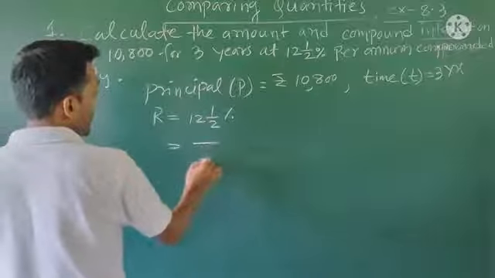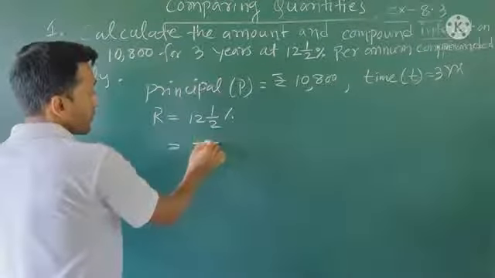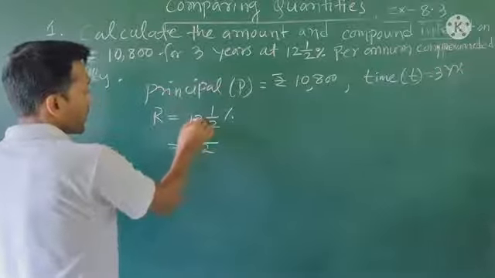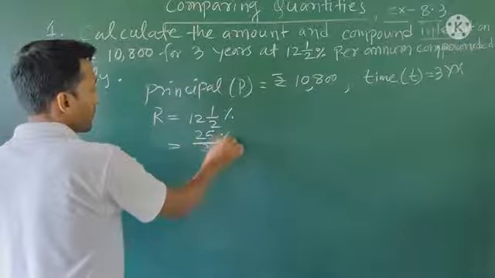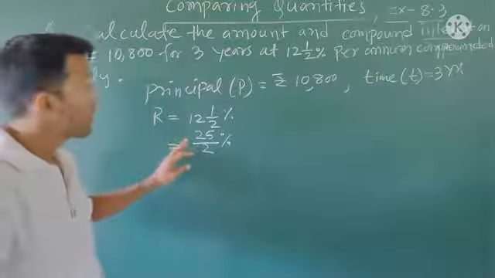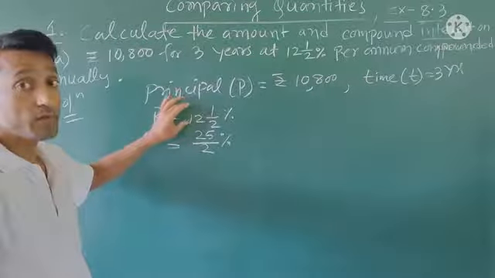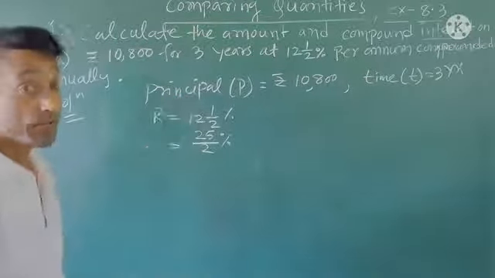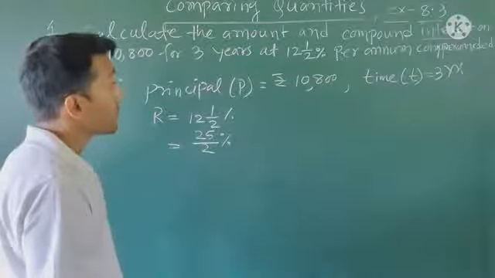So you change it into a fraction. Denominator is 2. 2 into 12 is 24, plus 1 is 25. So 25/2 is an improper fraction. First we have to convert this mixed number into a pure fraction. So we get 25/2, an improper fraction.